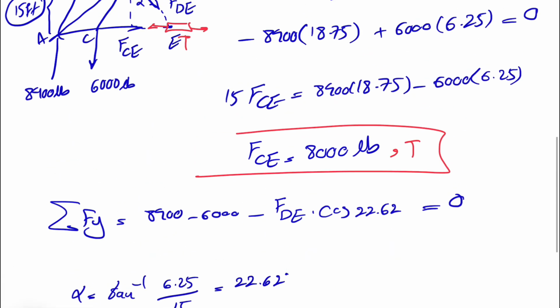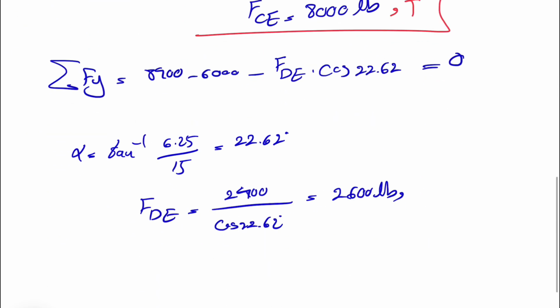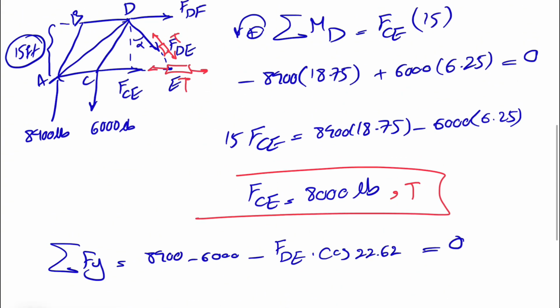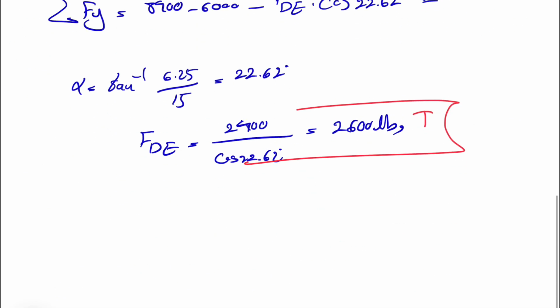And let's figure out if the member is in tension or compression. So here's the member FDE, it has to be in the opposite direction. So this one is also in tension. And the last member that we have is FDF, which if we go with sum of all forces in x direction, we should be able to find that. So basically we have everything to the right, sum of all forces in x direction, FCE plus FDE.